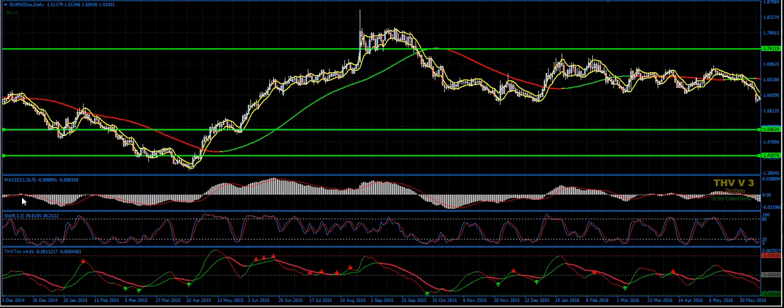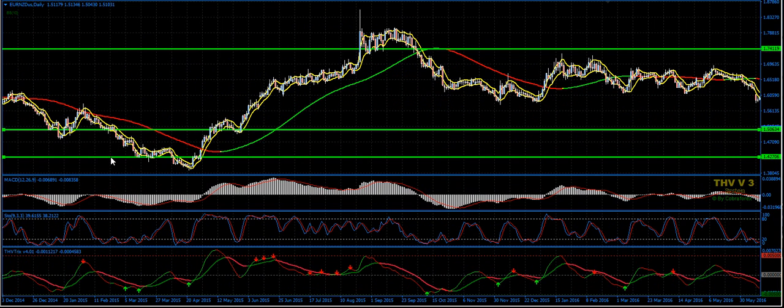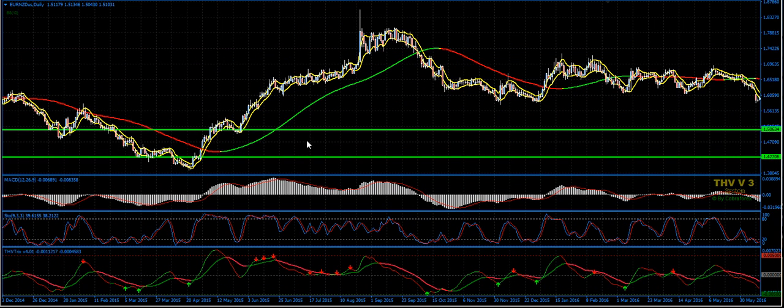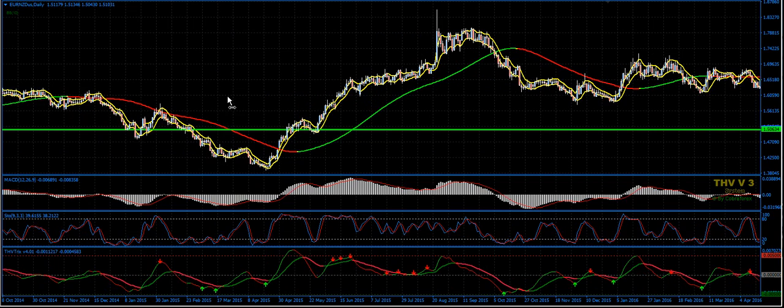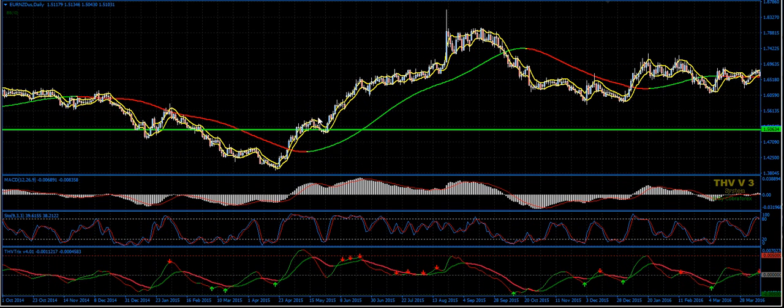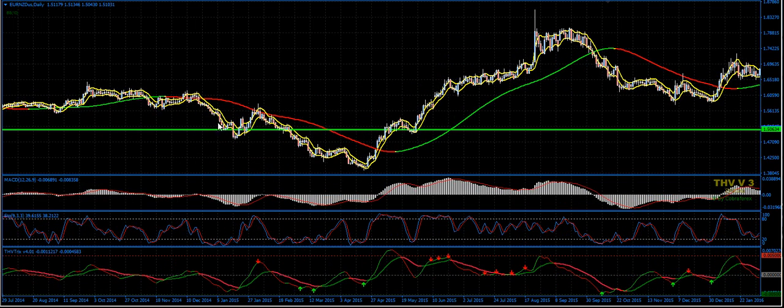If I go back a little bit further, you're going to see, whoops, let me get rid of some of these lines. You're going to see a bit of a fight around this level right here. You have a long consolidation right here. 1, 2, 3, 4, 5, 6, 7, about 8 bars here. Small bounce off of here.